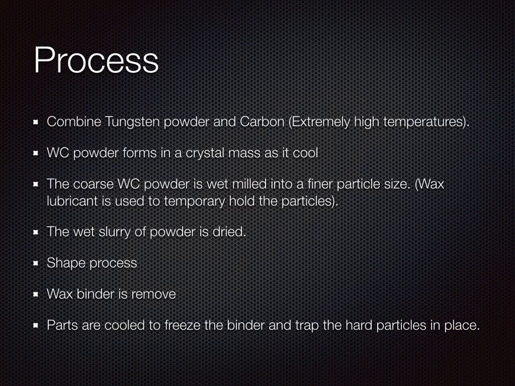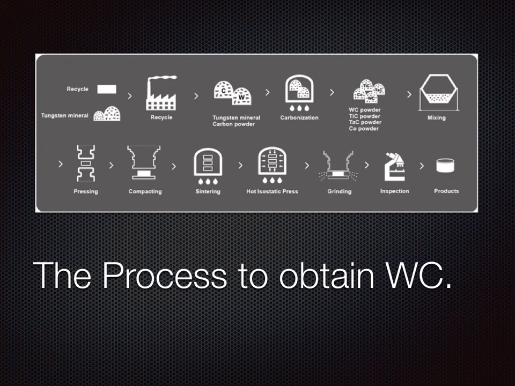During this step, soft wax lubricant is used to temporarily hold the particles together after compression. Then the wet slurry of powder is dried. After that, it comes the process of shaping it. Then the wax binder is thermally removed, allowing the permanent metal binder to melt and flow around the hard particles. Here's a little image about the process of obtaining WC.